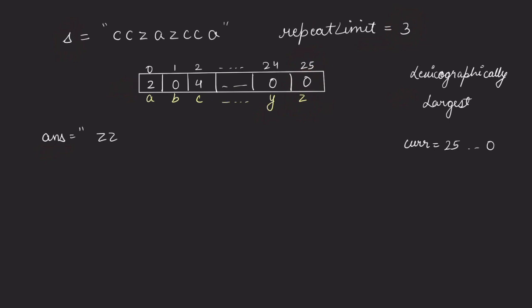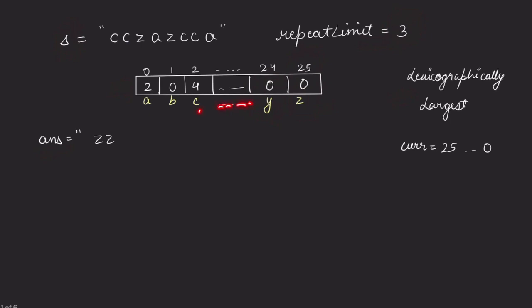Now when we have seen that the frequency of Z has become 0, that means we can move on to the next character. So we will do current minus minus. We will come to Y. This is also 0. Then you will come to X. That will also be 0. And you will go on till C. When you are at C, you will see that its frequency is 4.